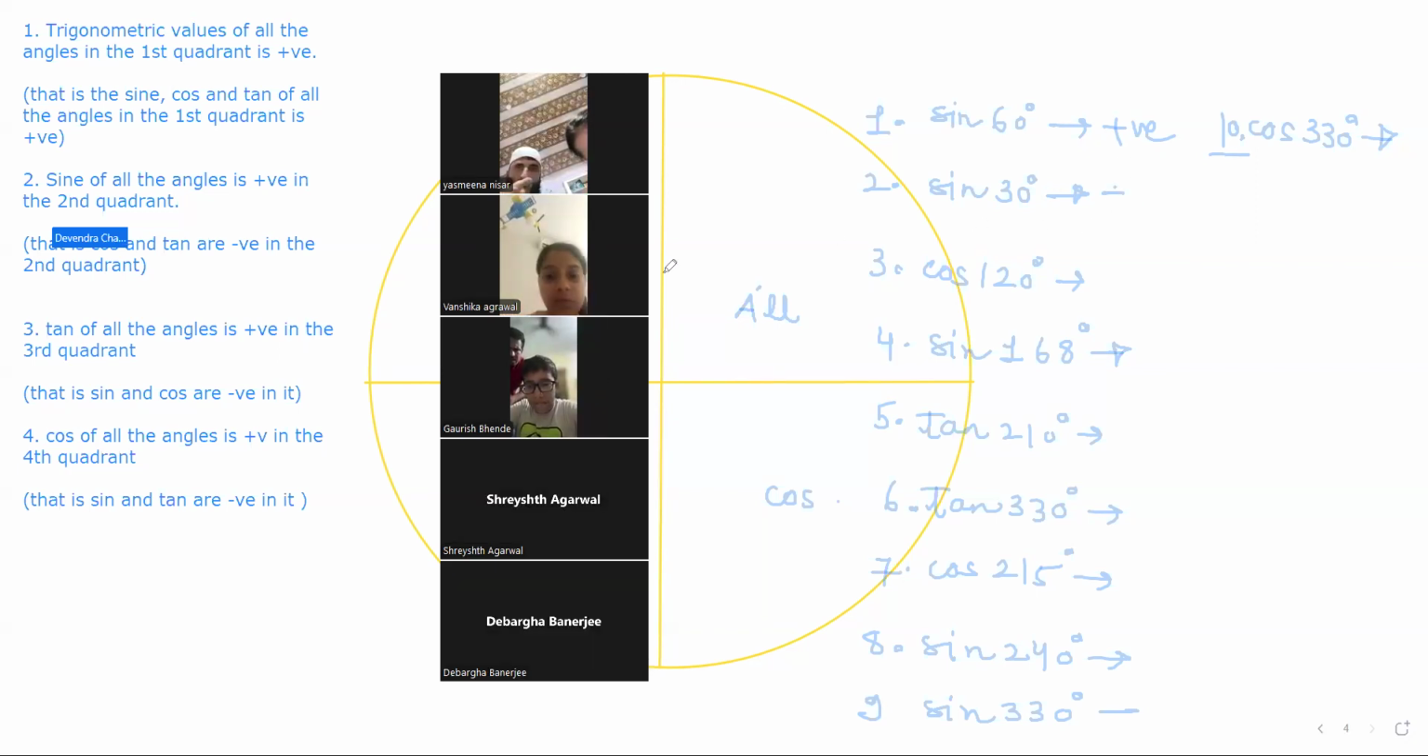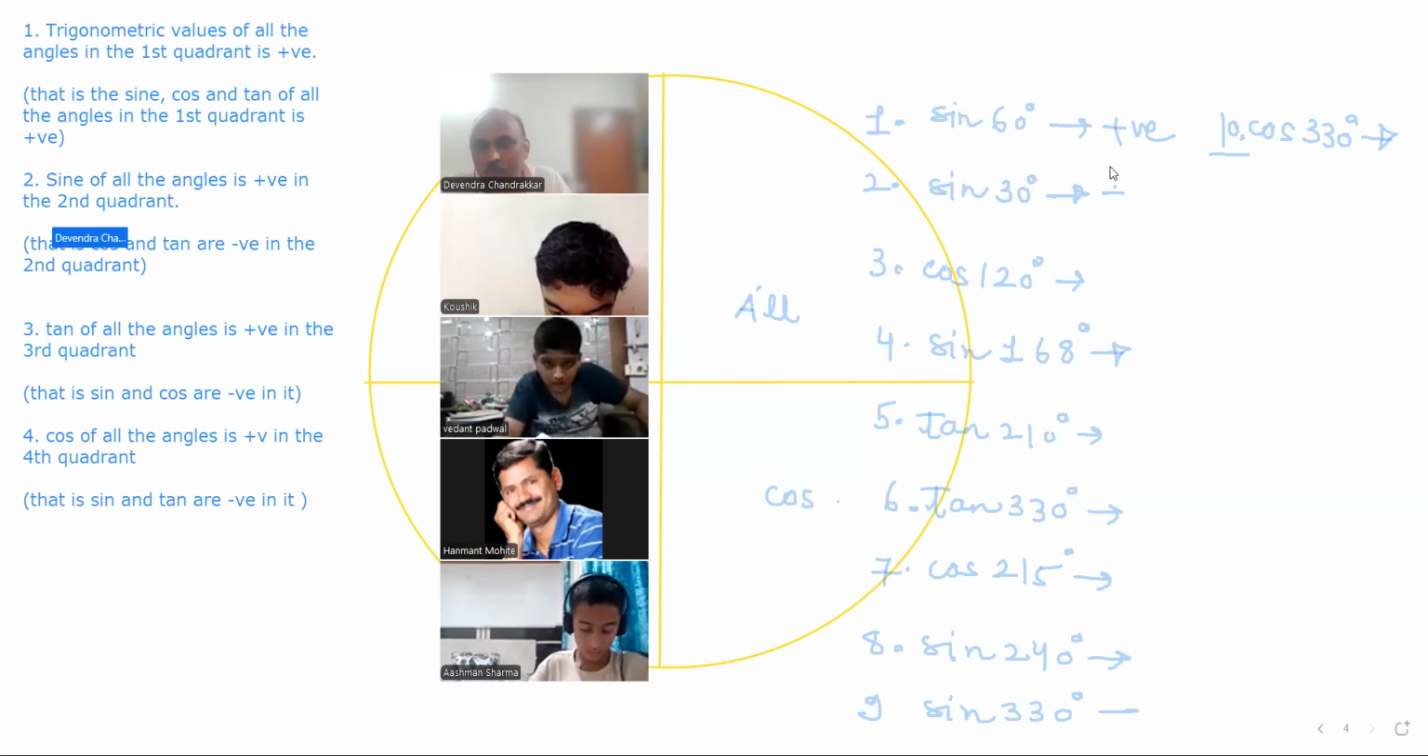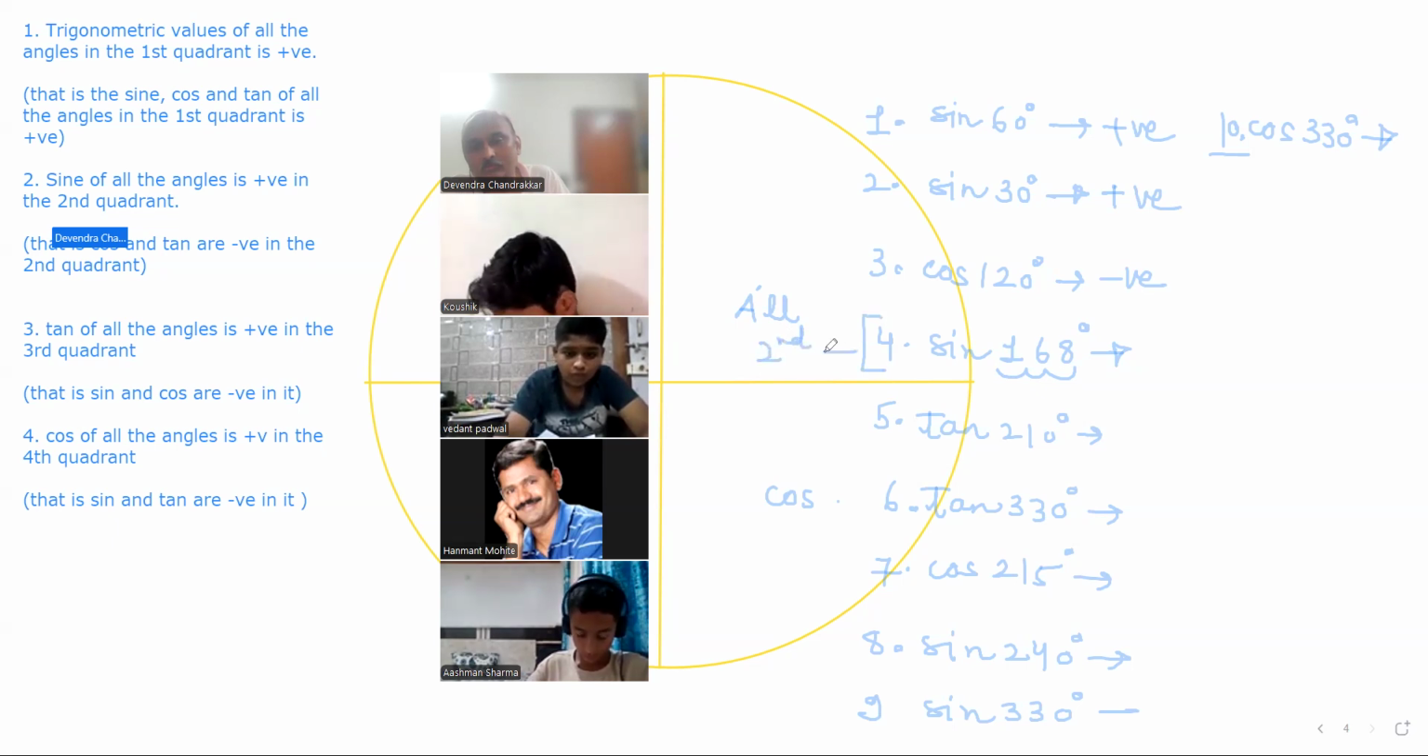In third, yes, say it. Sir, in the fourth question, I have done. Okay. Sine 30 is positive. Cos 120 is negative. Sine 168. This lies in which quadrant, Hanmant? It is less than 180, greater than 90, so this lies in the second quadrant. Yes or no? Yes. So in the second quadrant, sine is positive or negative?